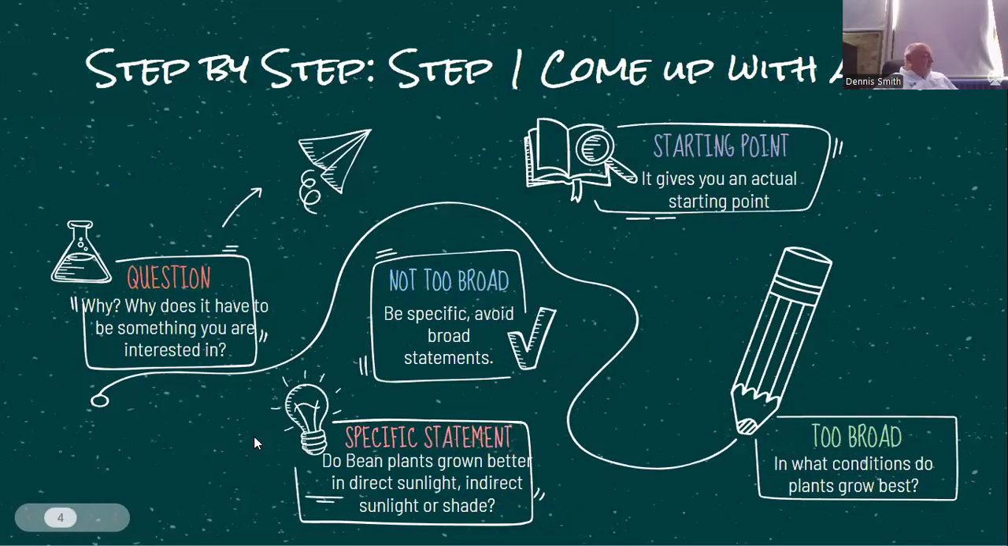All right. So step by step. Step one, come up with a question. Why does it have to be something you are interested in? Well, it only makes sense because you're going to actually want to find out what the answer is in the end if it's interesting to you. If it's not interesting to you, you could care less, and that will come across to your audience as well. Okay, but you want to be specific about it. You don't want it to be too broad. You want to make sure that you narrow it down, and that's why you do research to answer your question.